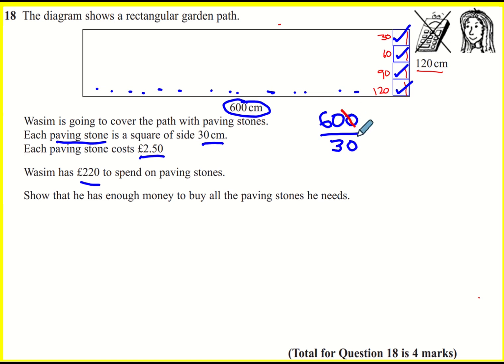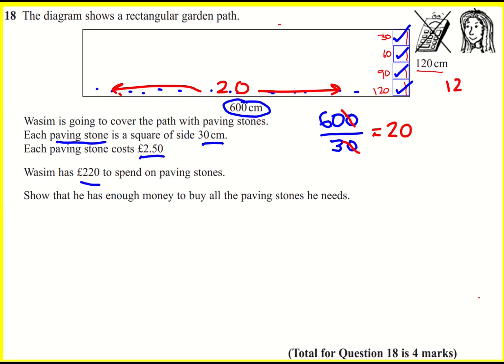I'm going to cross off those zeros. So it becomes 60 divided by 3, which is just 20. So 20 paving stones sit along here, in a similar way to what I did here vertically. Just to show you how it's a similar calculation over here.